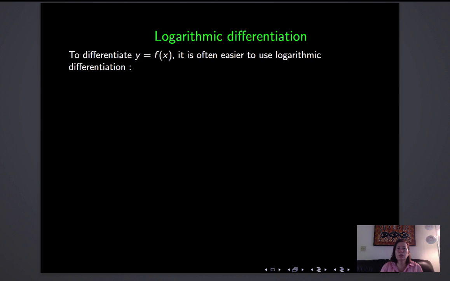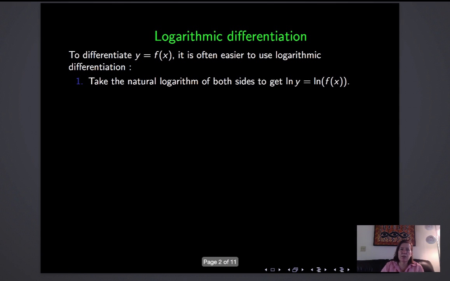Lastly, here we're going to look at logarithmic differentiation, which is very useful when we're trying to differentiate nasty-looking functions f of x, which are a combination of products and quotients and powers of easier functions. So the basic method is as follows.